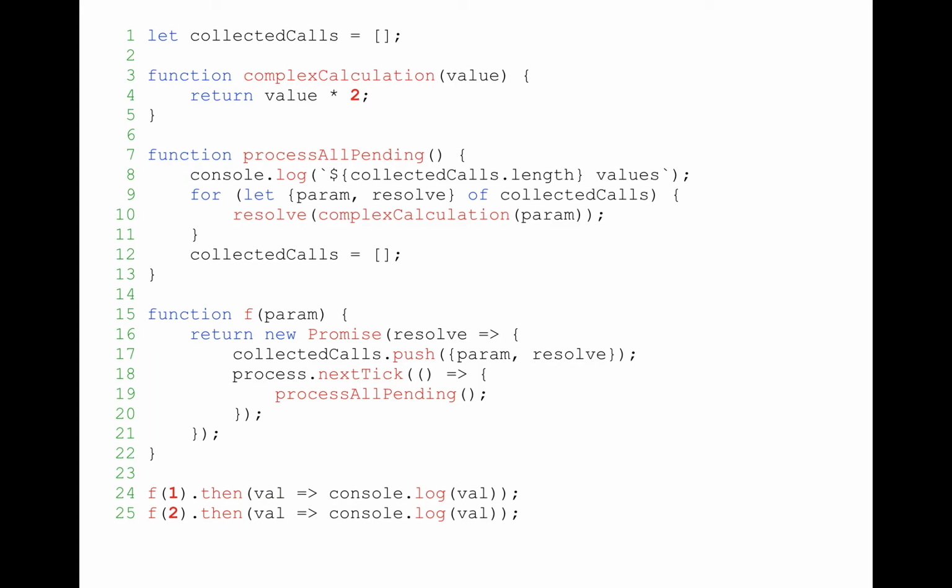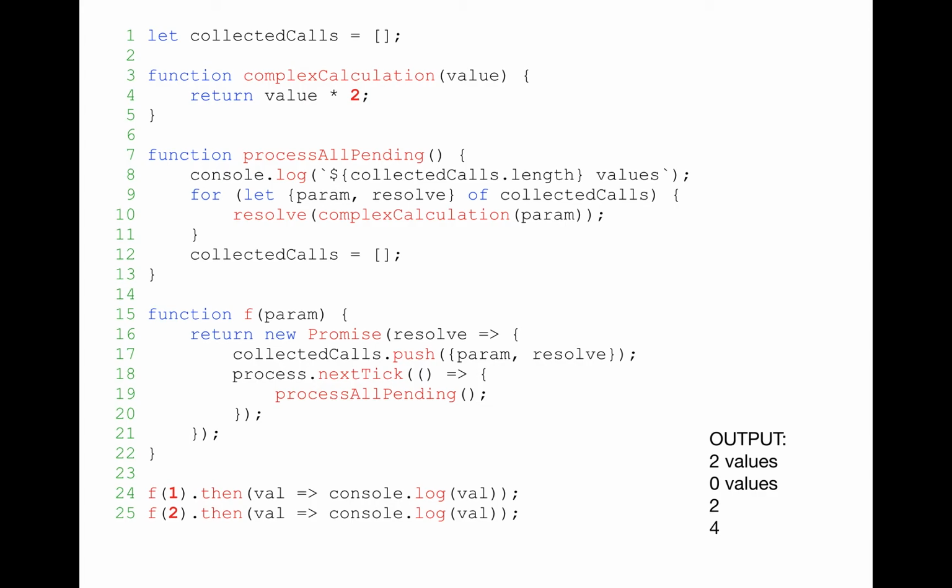So if we do this, we're basically going to have those two parameters pushed into the collectedCalls array, both of them pushed, before the actual first processHoldPending call happens. We're still going to call processHoldPending twice, but we're going to call them after we've collected all the parameters. So the output is going to look like this. The first time we call processHoldPending, we're going to find 2 values. And the second time, of course, it's going to be empty, because we've emptied it and no one else has added more values. The output result is still going to be 2, 4, so we haven't changed the semantics of this code, but we have introduced some logical delay.